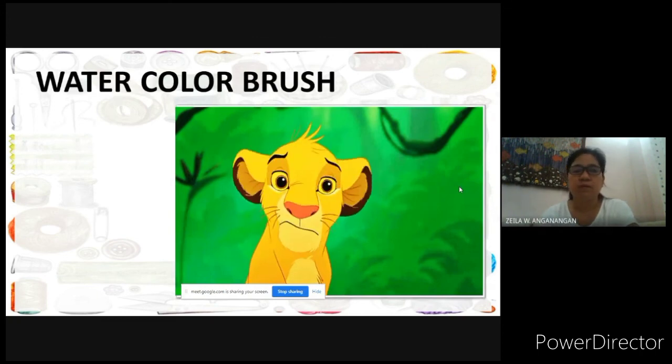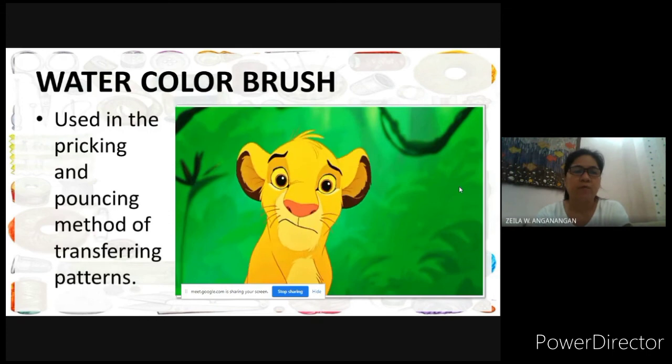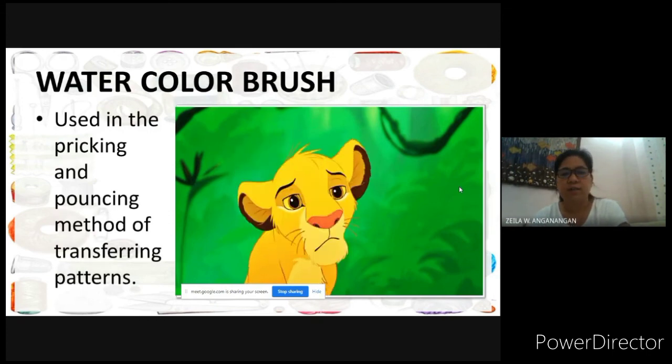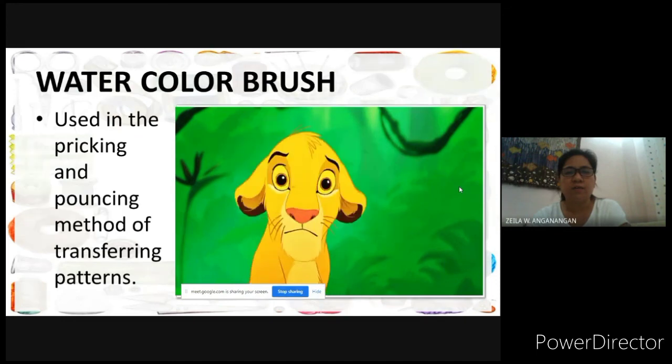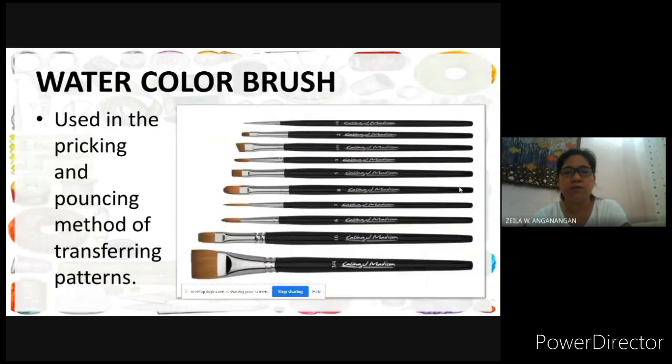The watercolor brush. It is used in the flicking and bouncing method of transferring patterns. Lion King, the watercolor brush, share us the picture. Yes, of course. So here it is. These are the watercolor brushes.